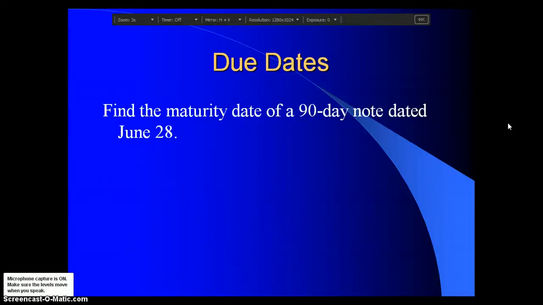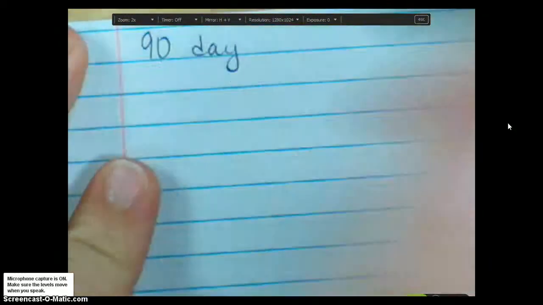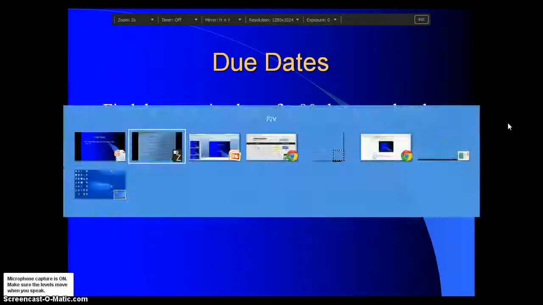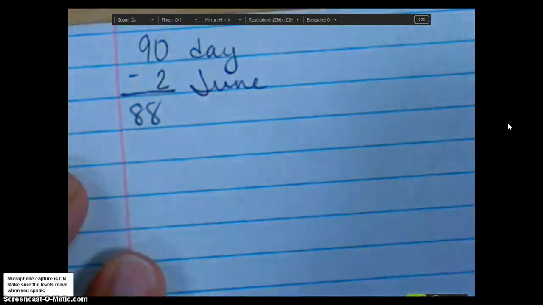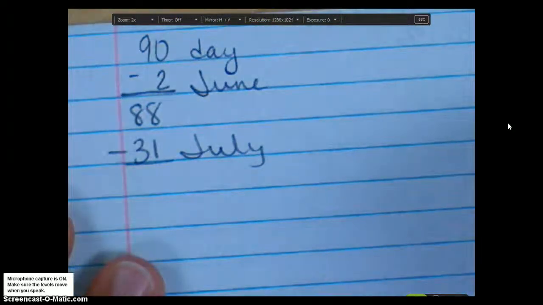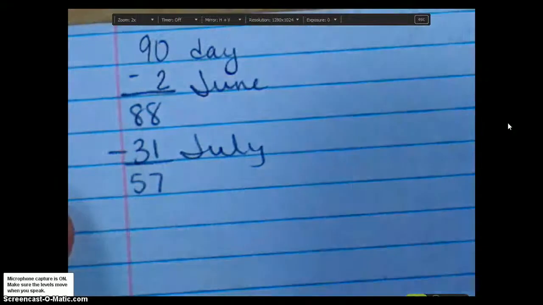So a maturity date of a 90-day note dated June 8th. Easiest way to start, we have a 90-day note. We know from the problem that it's dated June 8th. We know there's 30 days in June, so we have 22 days left. So we're going to subtract 2 days, so we still have 88 days to account for. We know July has 31 days. So we're going to subtract 31 days, which gives us 57 left to count for.